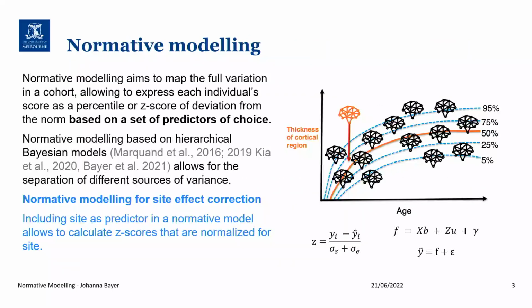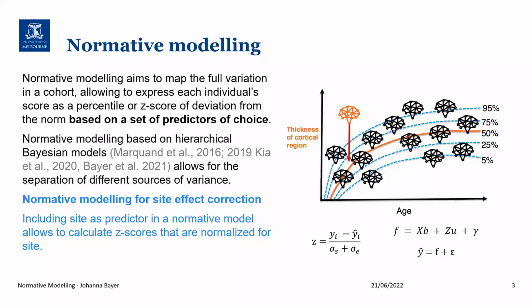We have already heard that normative modeling aims to map the full variation in a cohort, allowing us to express each individual's score as a percentile or z-score of deviation from the norm based on a set of predictors of choice. Normative modeling, if you set it up correctly, for example, based on hierarchical Bayesian models, also allows for the separation of different sources of variance.